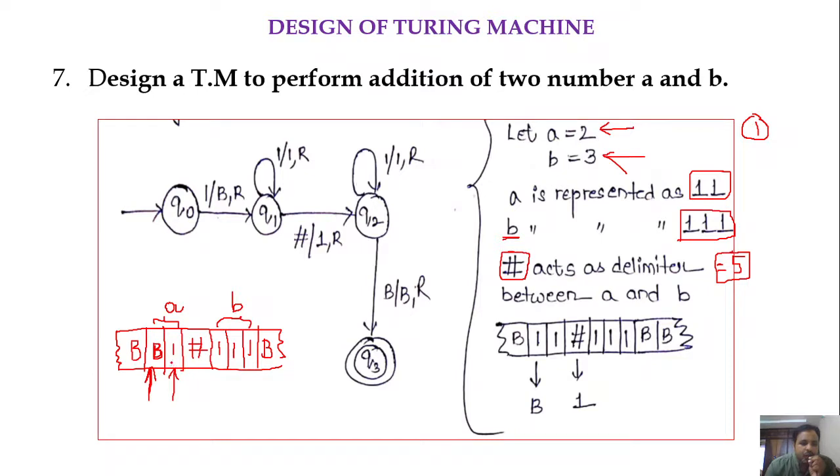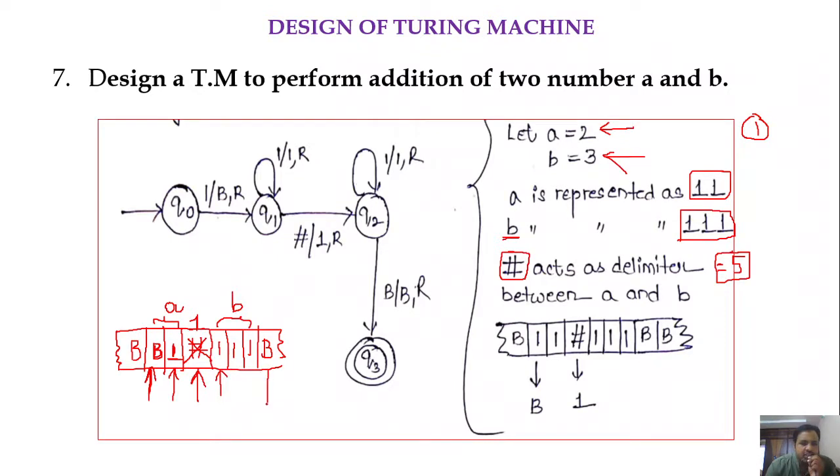While moving the head towards the right, if you get any ones, keep that one as it is. Keep on moving right until we get a hash. The moment we get the hash, we will replace that hash with 1, and move the head towards the right. While moving the head towards the right, if we get any ones, keep those ones as they are and move the head towards the right, until we get a blank character.